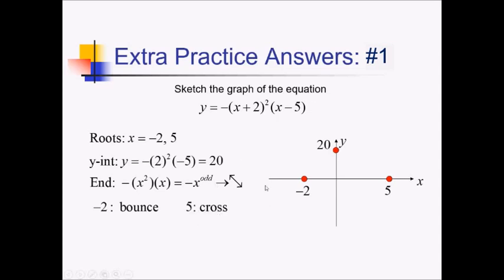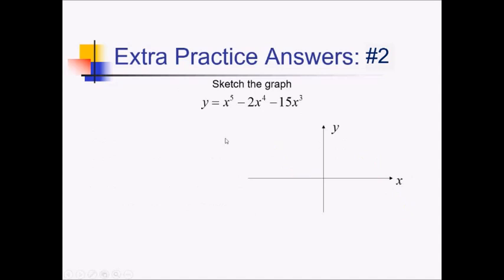All right, so starting above the x-axis, we said we're bouncing at -2. Now we go through that y-intercept and we cross through 5, which leads us to end up below the x-axis, which is where our end behavior predicted we were going to end up.